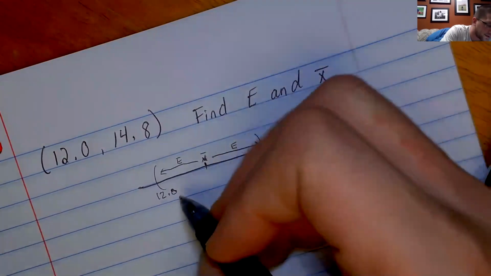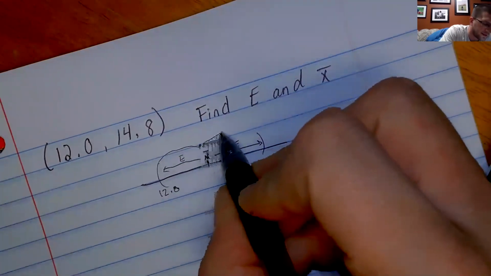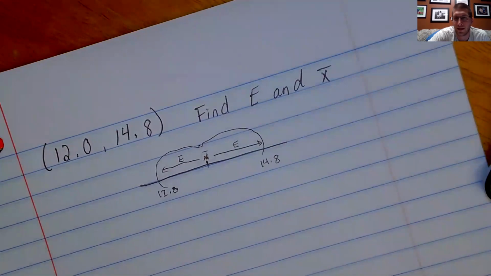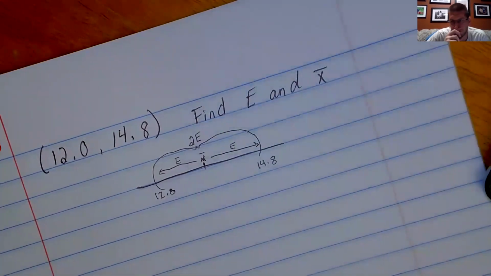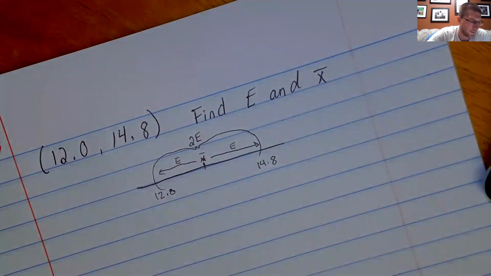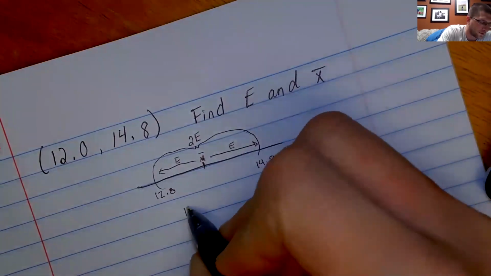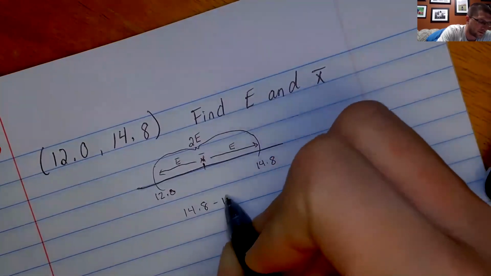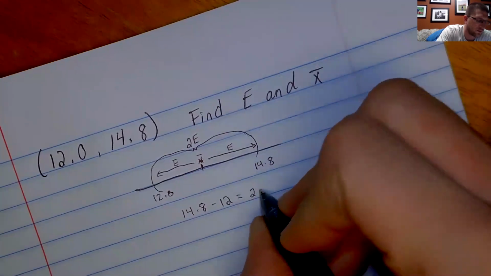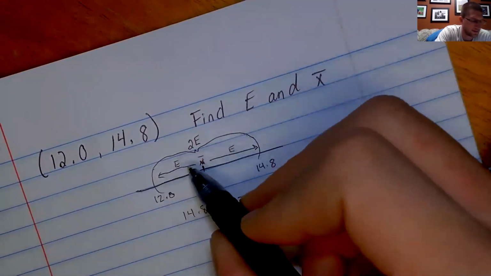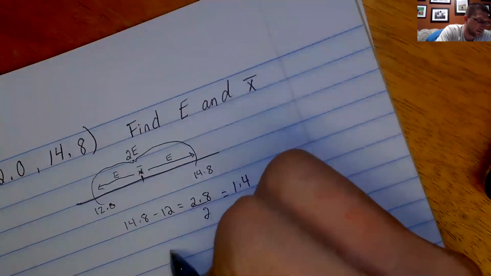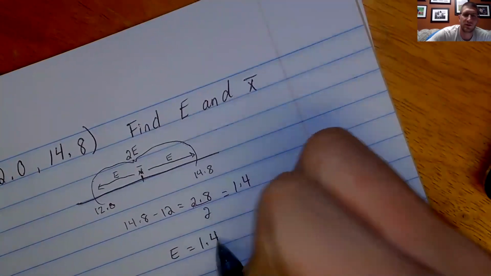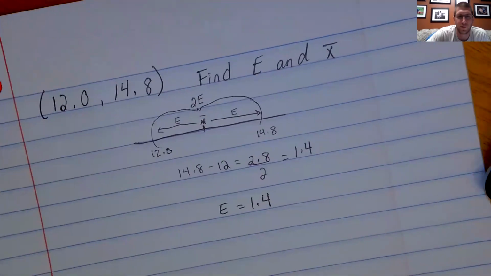So this whole distance in our interval from end to end is really just two margin of errors, right? So if I can find that distance divided by 2, then that's going to be my margin of error. So if I take 14.8 minus 12, that gives me 2.8. That's the entire distance. Cut it in half, and my margin of error is just 1.4. So that's not too bad.